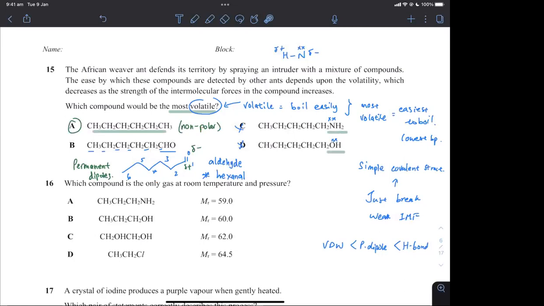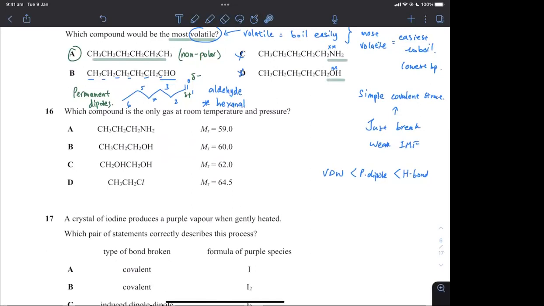Next question. Any other questions in the MCQ? 16. So this is pretty much the same question as the previous one. The previous one was, I give you the formula. Here, I also give you the formula, but I also give you the Mr. So this is to try and confuse you.